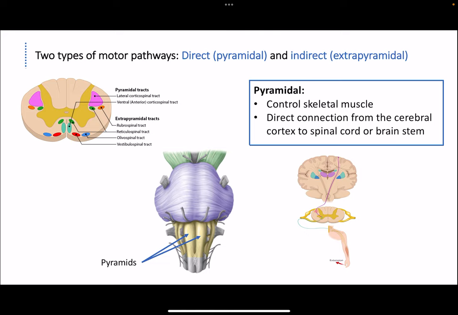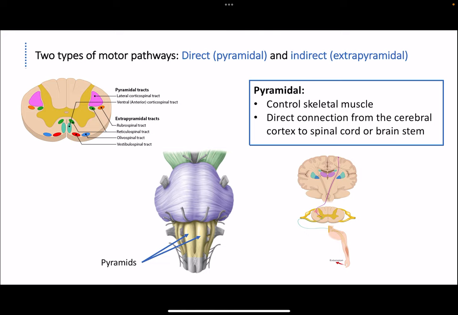So for our direct pathway, we are starting in the cerebrum. We're starting in the cerebral cortex, generally the primary motor cortex. We're going down. We are stimulating skeletal muscle. There's a direct connection from our cortex down to our spinal cord, or a direct connection from our cerebral cortex to our brainstem, depending on where the muscles are that we're going to innervate. So are the muscles in the head and neck? Are they on the arms? Are they in the legs? So on and so forth.